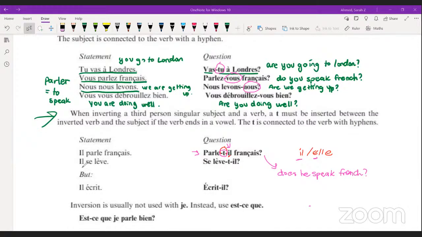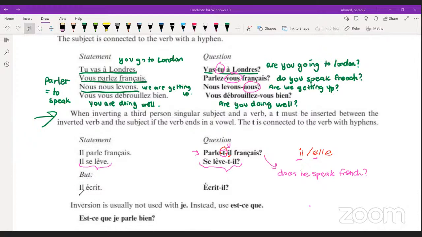Okay, so the second sentence, il se levait. Il se levait. Se levait-il? So this one is, he washes himself. Maybe does he wash himself? Yes, very good. Okay, so does he wash himself?